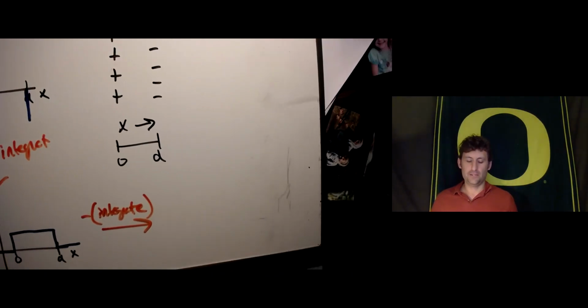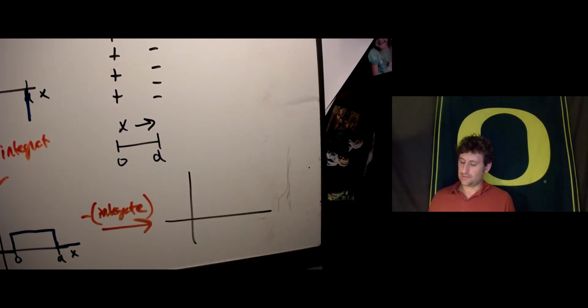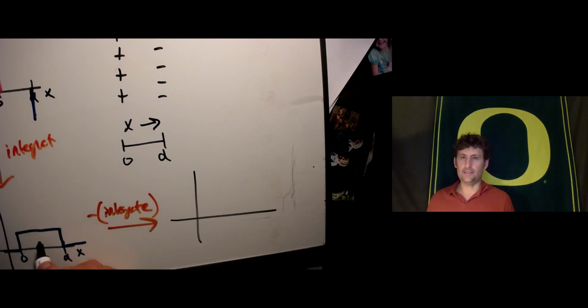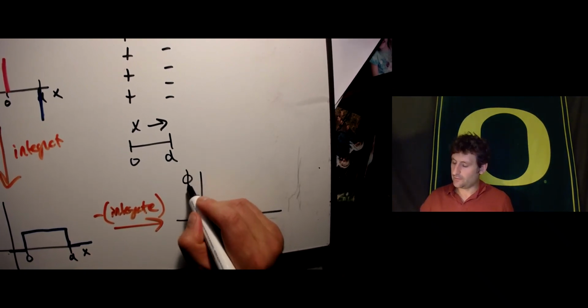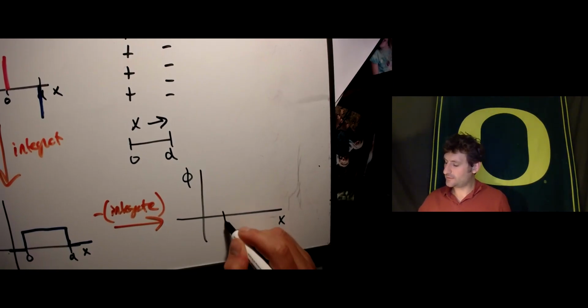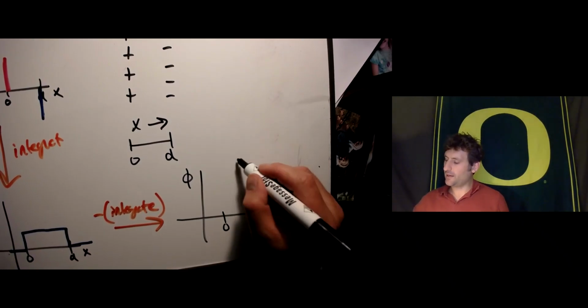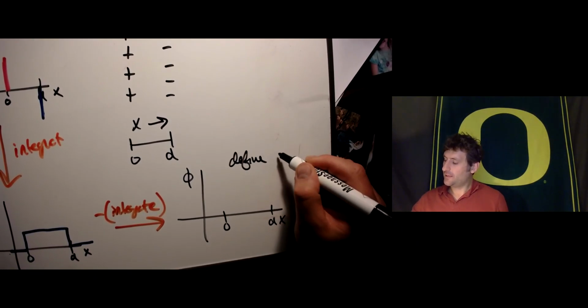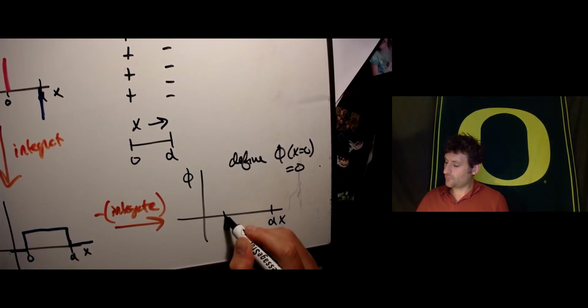And then if I want to go to electrostatic potential, I have to integrate again with a negative sign, and I get the electrostatic potential. And how's that going to look? Well, it's a constant in here, right? And it's 0 elsewhere. So we'll call that phi. It's a function of x, 0, d. Now, the thing about this is I actually have to define where my reference is. And I'm going to define phi at x equals 0 equals 0. Okay, so right there it's 0.